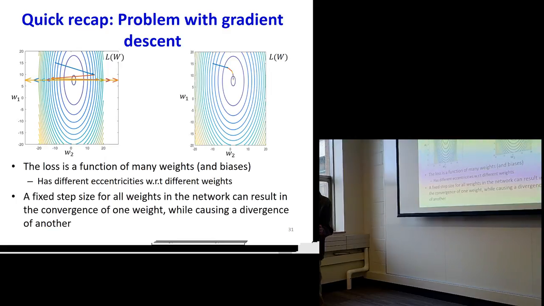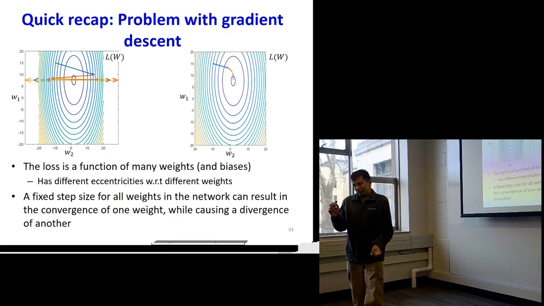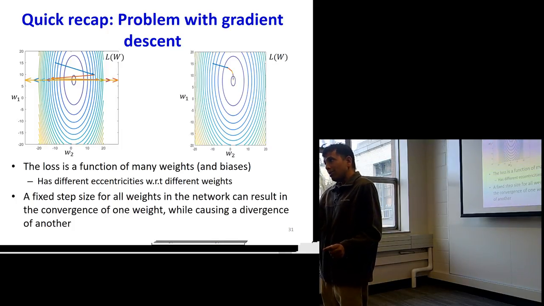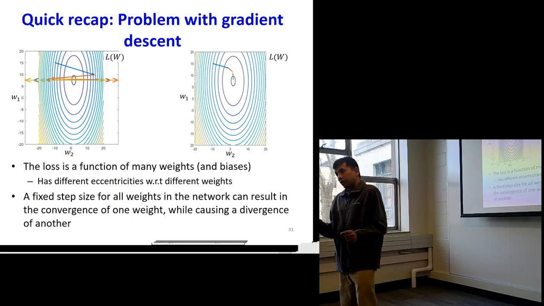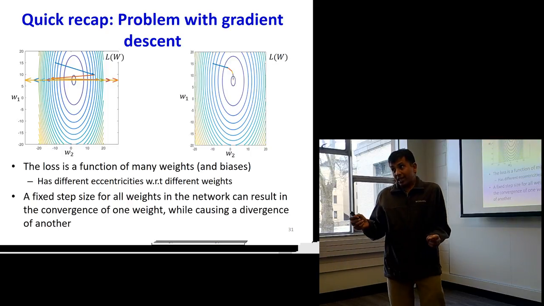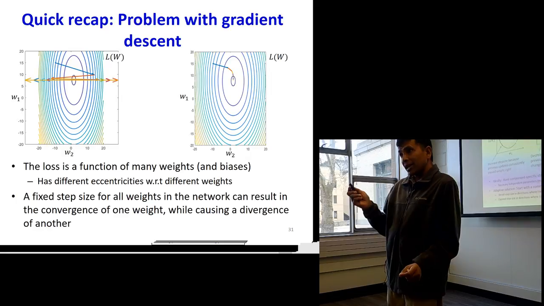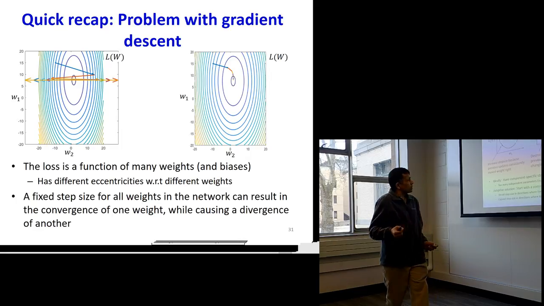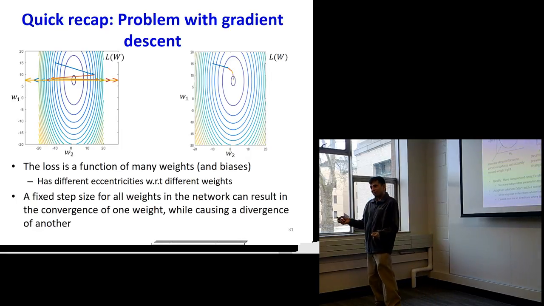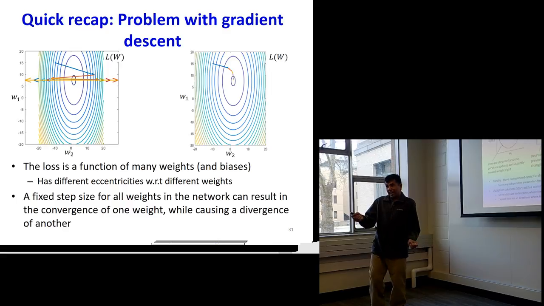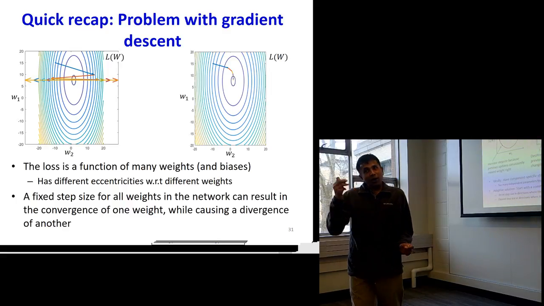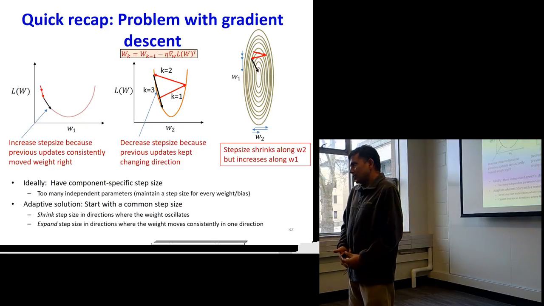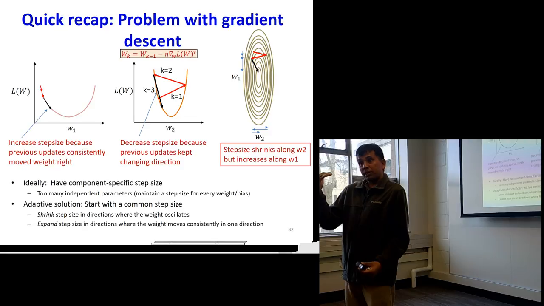Now, how can we fix this problem? The problem really arises because I'm using the same step size for every component that I'm trying to estimate. Ideally, what would I need? I'd need a step size customized to every component. What would the problem be with this? Anyone? So on the slide, you can read it out. Anytime I ask you a question, I'm ready with the answer. But what would the problem be if I want a separate step size for every parameter?